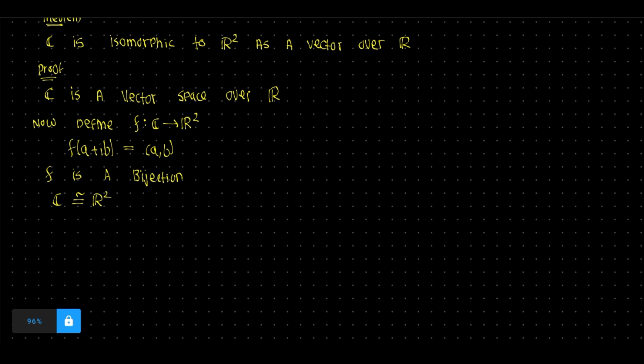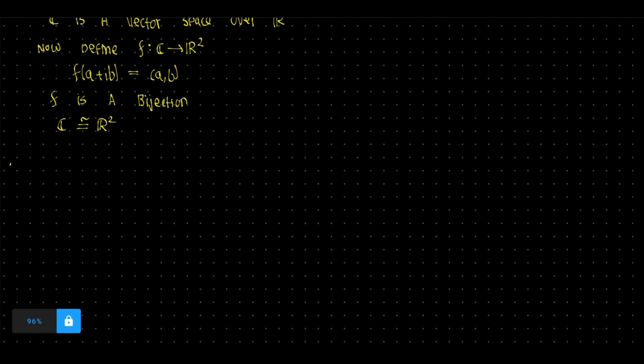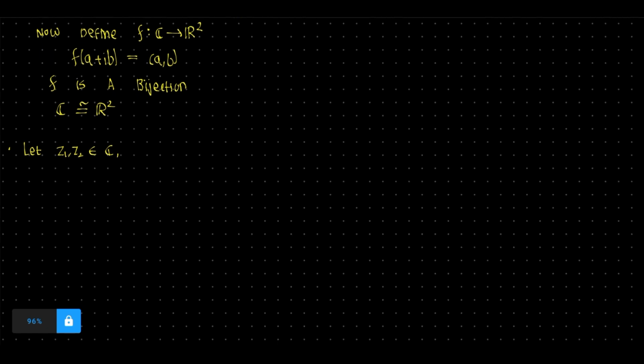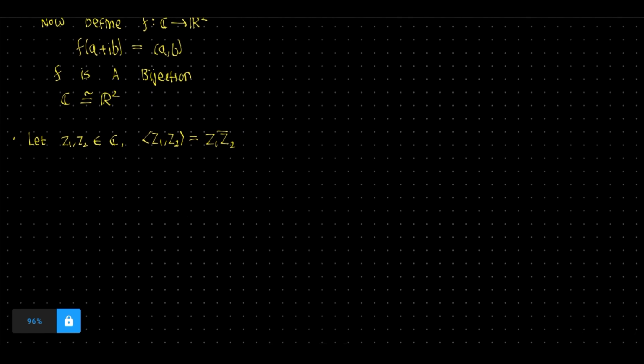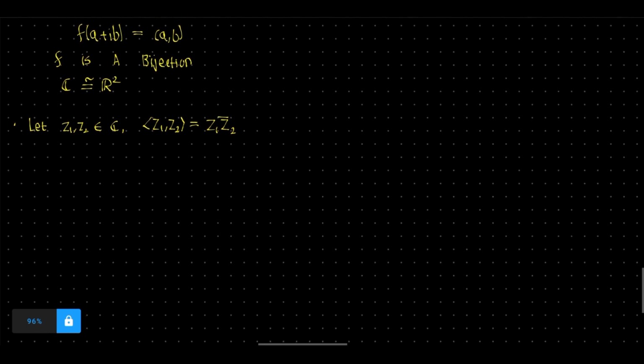Hence they share quite a few properties. The first one being: let z1 and z2 belong to C, then we define an inner product in C as this. You can check that this defines a well-defined inner product.